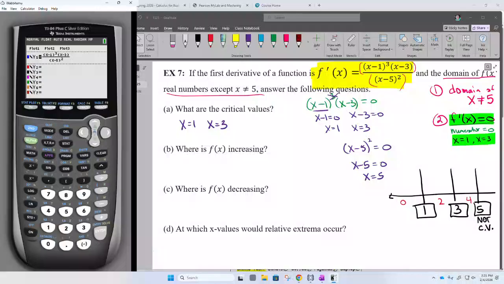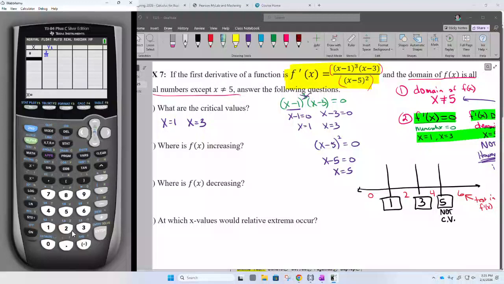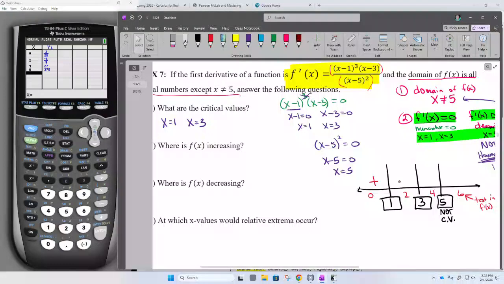So once you get your derivative into your y equals, we are going to use our table. I'm going to go to second graph, and I'm going to delete stuff that's in there already, and then I'm going to type in my test values, which were 0, 2, 4, and 6. And I don't care about the actual numbers that appeared. What I care about is I got a positive, a negative, a positive, and a positive. So I'm going to write that down. I got a positive, a negative, a positive, and a positive. Right there.